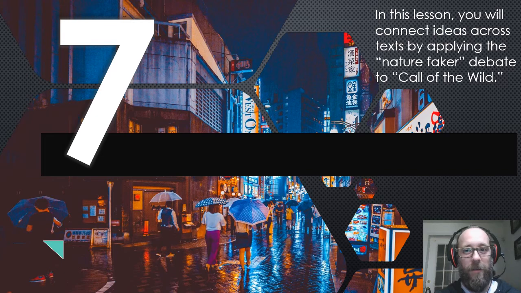In this lesson, you will connect ideas across texts, that's the article we read and Call of the Wild, by applying the nature faker debate to Call of the Wild. So Jack London was called a nature faker, right? And he was pretty sensitive about that. Don't call him a nature faker. But we're going to see if he really was a nature faker, in your opinion. Move on to the next slide.